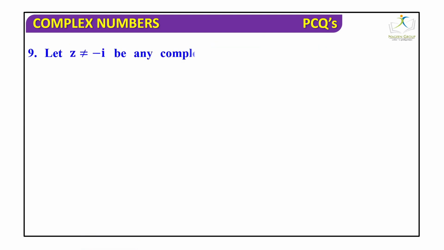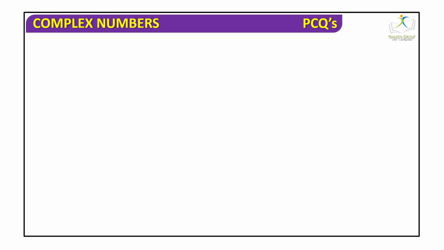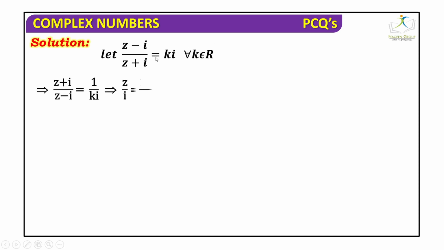Now, if z is not equal to minus iota, be any complex number such that z minus iota by z plus iota is purely imaginary, then find z plus 1 by z. We need to find out the value of this. So how to find it? Here is the solution. First of all, we consider z minus iota by z plus iota equal to k iota. Now if you take the reciprocal, it will be 1 by k iota. Now take this iota, z by iota equals 1 plus k iota by 1 minus k iota. You just separate it and then you will get the values of this.